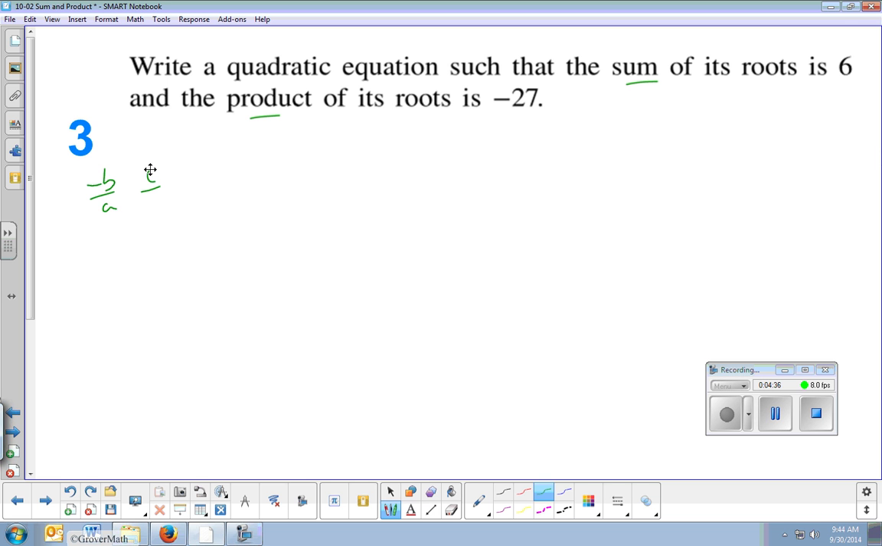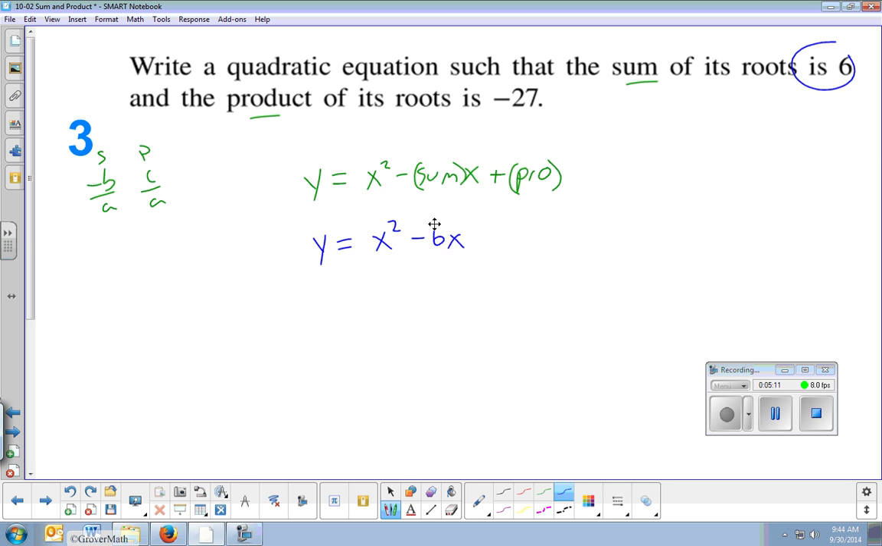and c over a formula for sum and product, we have another formula that we can use in this concept, and it goes y equals x squared minus the sum of the roots x plus the product of the roots. Just like that. So if you have the sum and product, you can simply plug them into this. So my equation would be y equals x squared. My sum is 6, so it's minus the sum, so it's minus 6x. And then plus the product.